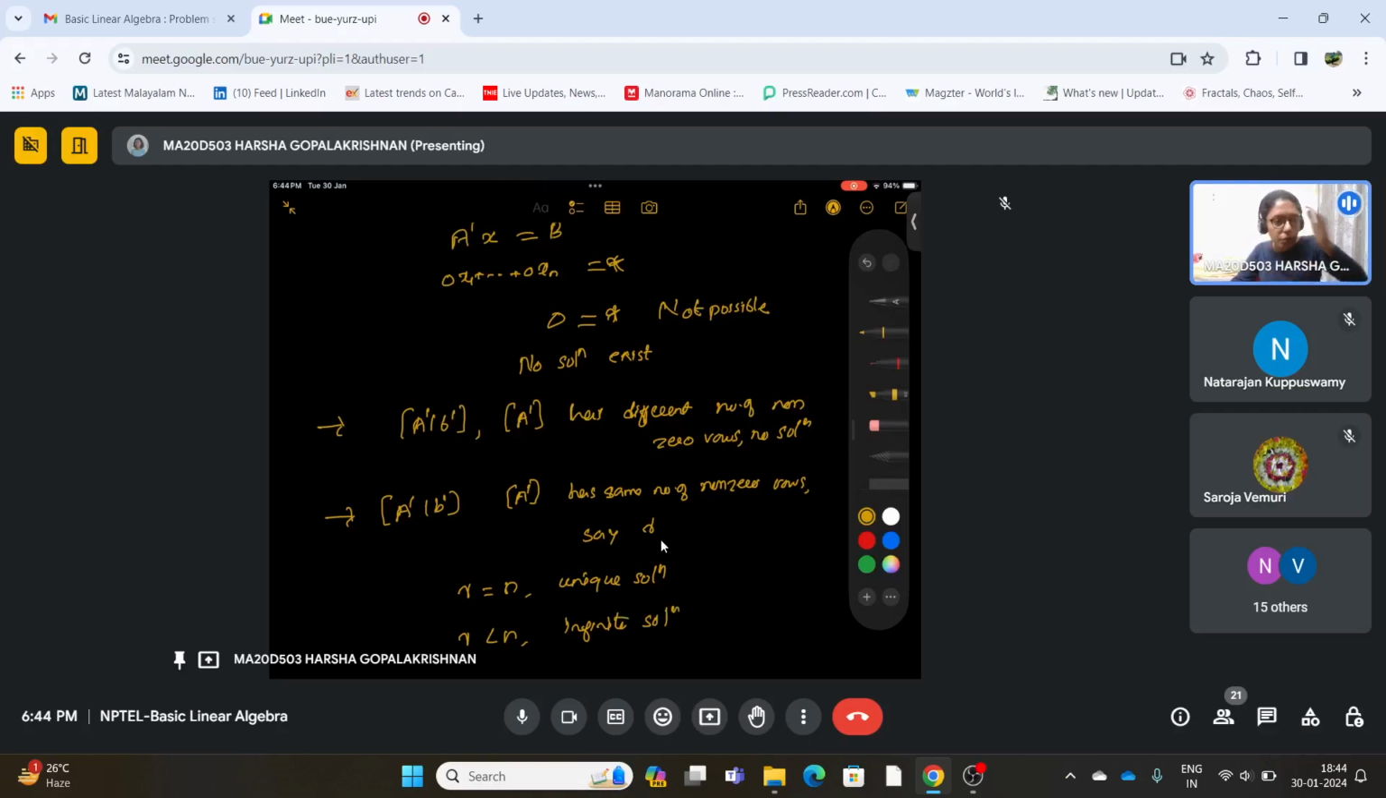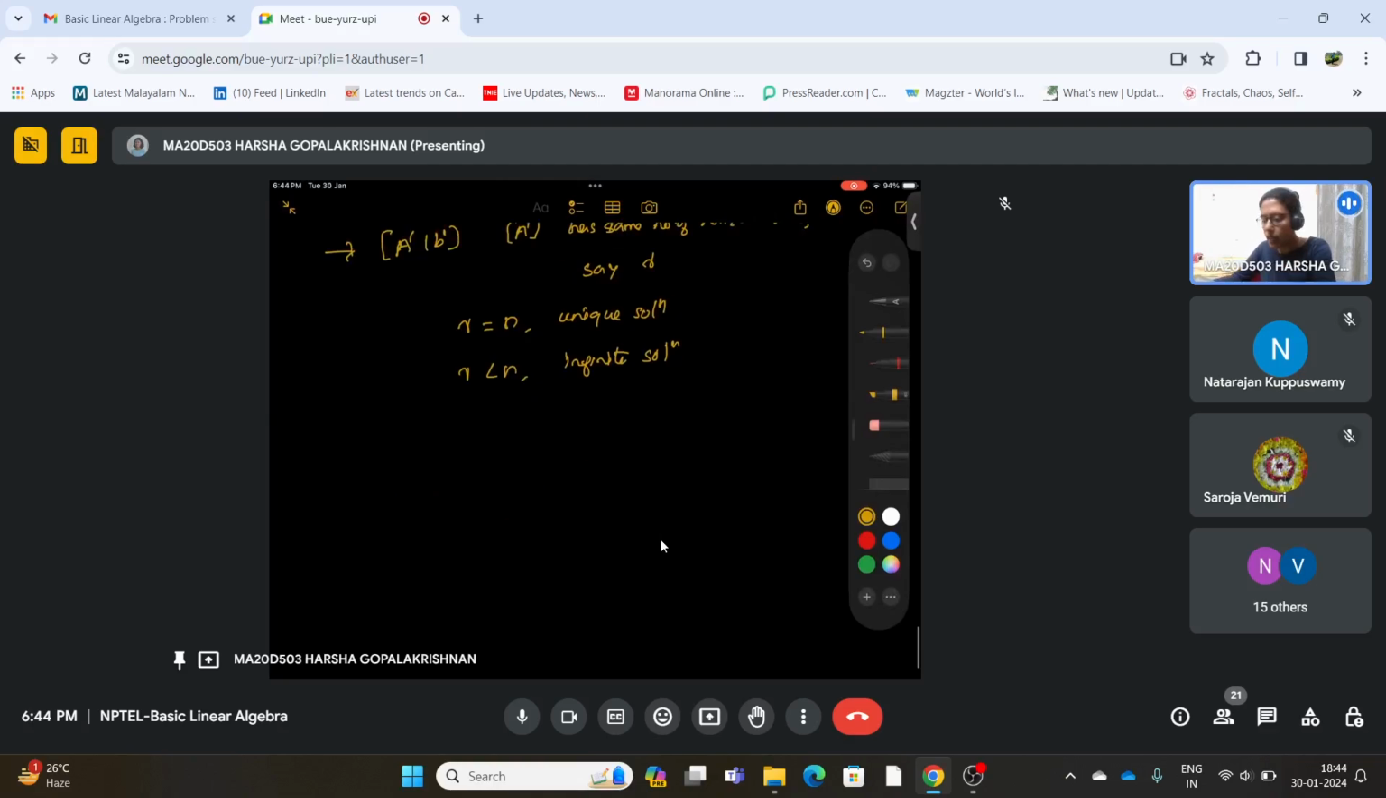Okay, so for both A dash and A dash, B dash, if the number of non-zero rows are different, then there is no solution. If the number of non-zero rows are equal and it is also equal to the number of unknowns, that is x1 etc. xn, that n, then it has a unique solution. If it is strictly less than n, it has an infinite number of solutions. So these are all the possible cases for a linear system.